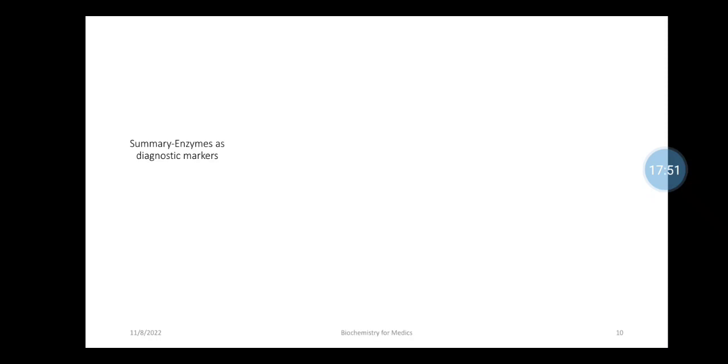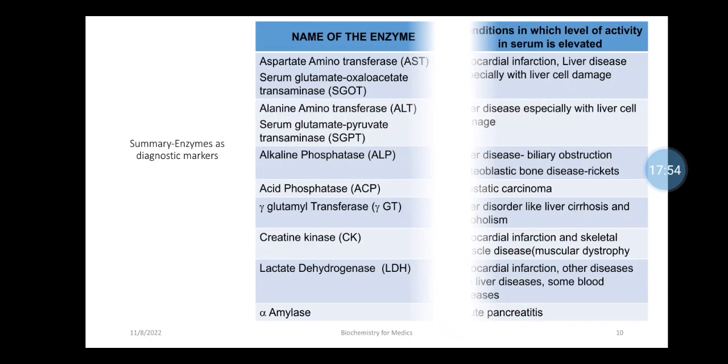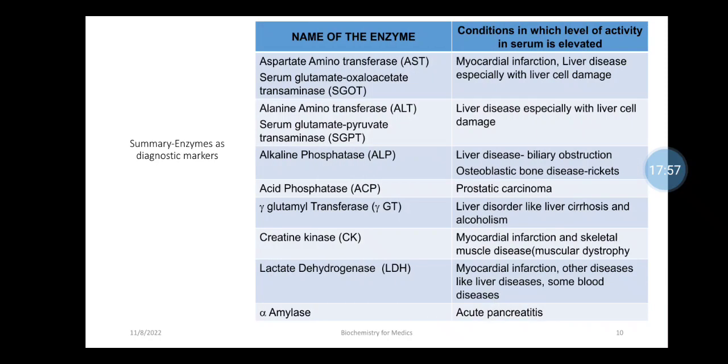Now the summary is that there are some enzymes as diagnostic markers. We can see here a set of enzymes, and they are useful in particular abnormal conditions. Aspartate aminotransferase is increased in myocardial infarction and sometimes liver disease, especially liver cell damage. Aspartate aminotransferase is also known as serum glutamate oxaloacetate transaminase. Next is alanine aminotransferase, also known as serum glutamate pyruvate transaminase. These enzymes are also useful in the diagnosis of liver disease.